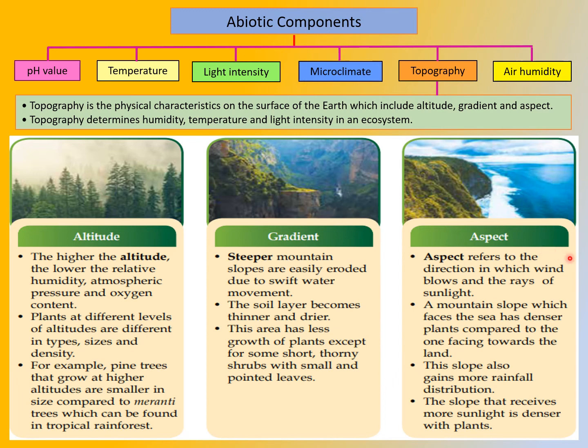Aspects. Aspect refers to the direction in which wind blows and rays of sunlight. A mountain slope which faces the sea has denser plants compared to one facing toward the lands. This slope also gains more rainfall distributions. The slope that receives more sunlight is denser with plants.